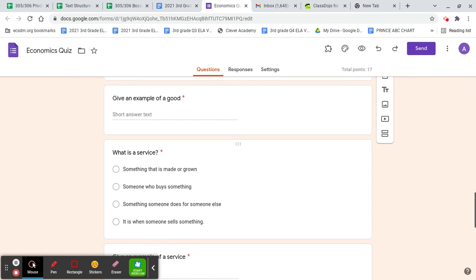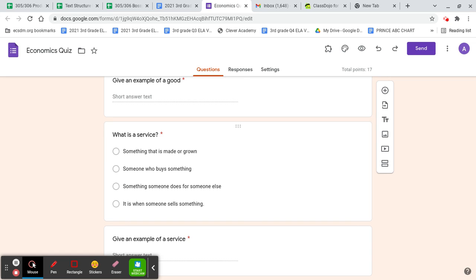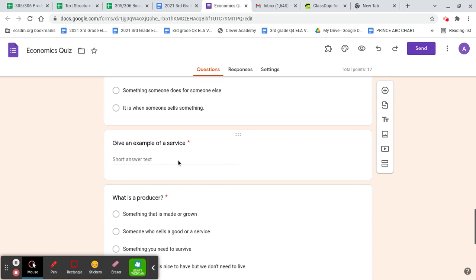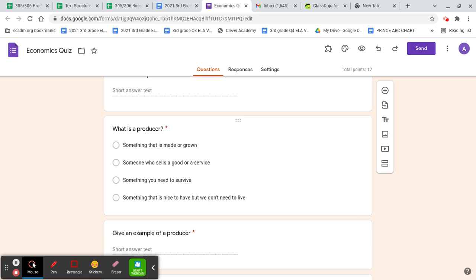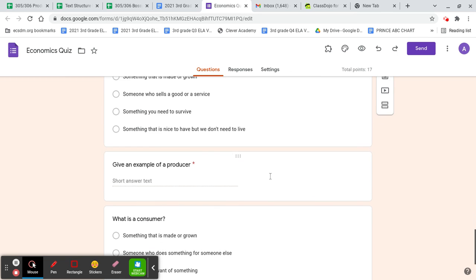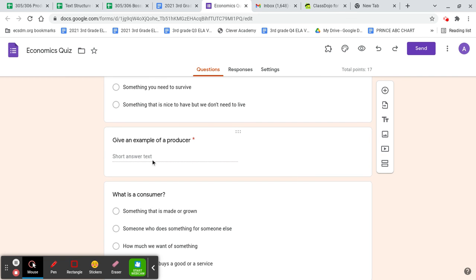What is a service? Something that is made or grown, someone who buys something, something someone does for someone else. It is when someone sells something. And then you're going to give an example of a service. What is a producer? Something that is made or grown, someone who sells a good or service, something you need to survive, something that is nice to have, but we don't need to live. You're going to give an example of a producer.